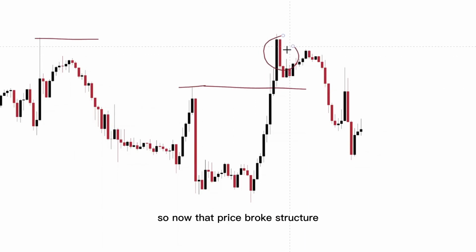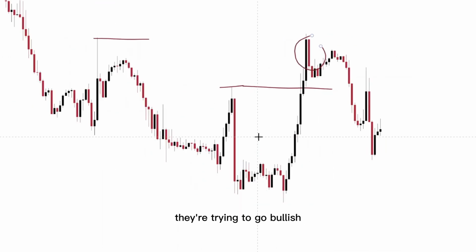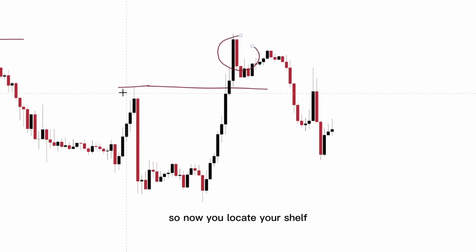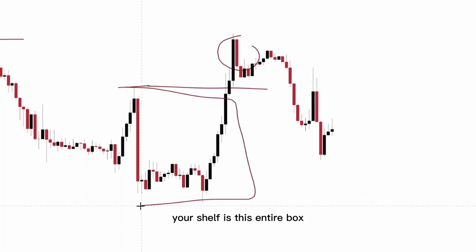So now that price broke structure, what does that indicate? Not all the time, but probability wise, when this happens, price is at least attempting to change direction. So from bearish, they're trying to go bullish. So now you locate your shelf. So where is your shelf? Your shelf is this entire box.